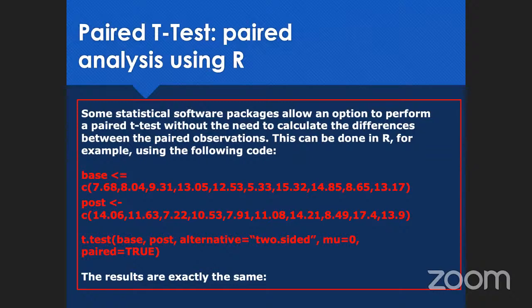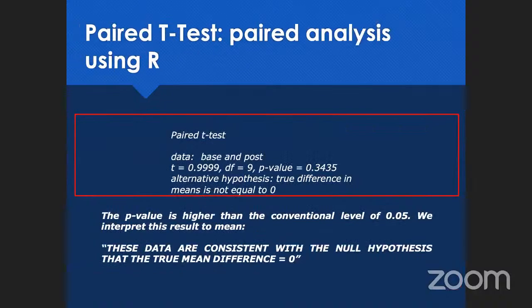So in paired analysis using R, some of the stat software packages allow an option to perform a paired t-test without the need to even calculate the difference between the paired observations. This can be done in R as in the following example, and it would give us the exact same result as in the previous entering of the data.